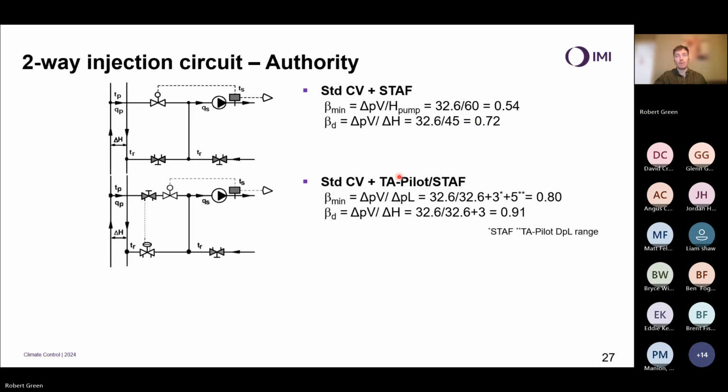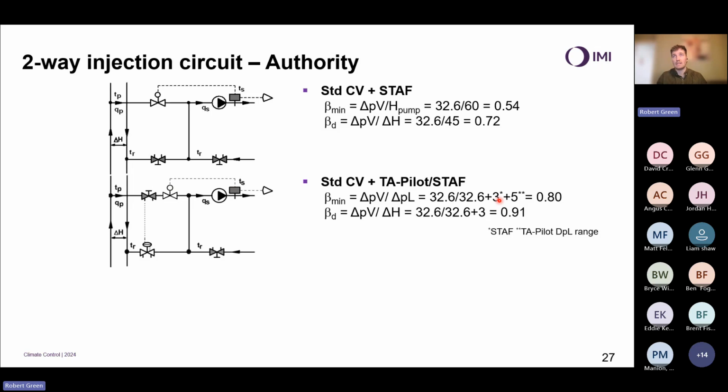Now we're increasing it. It's my pressure drop across the valve divided by my stabilized differential pressure, which in this case is my pressure drop on my control valve, plus my differential pressure for my STAF, plus my differential pressure variation on my TA pilot. So it comes out at 0.8.